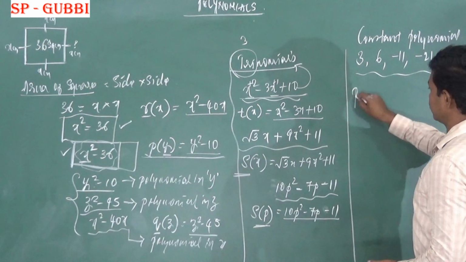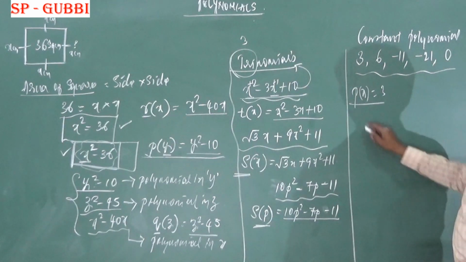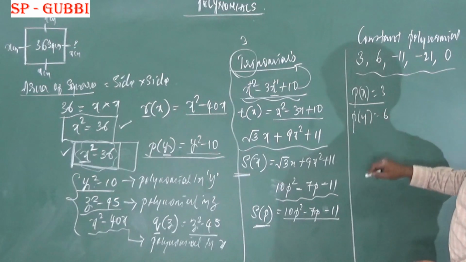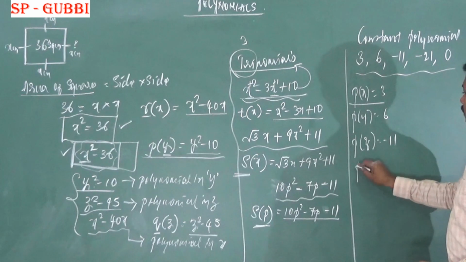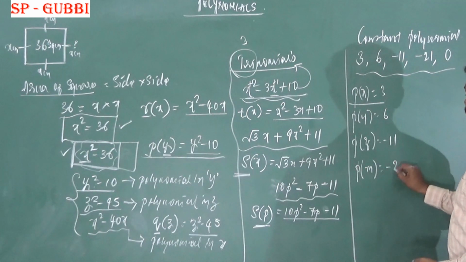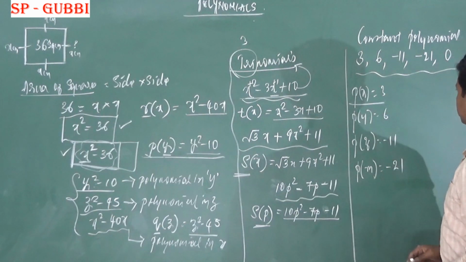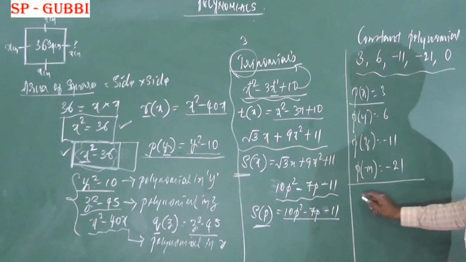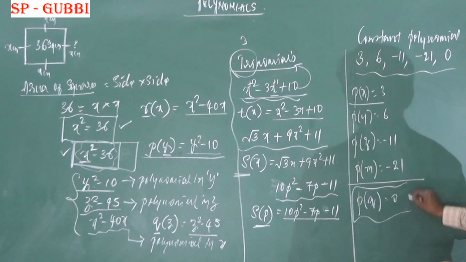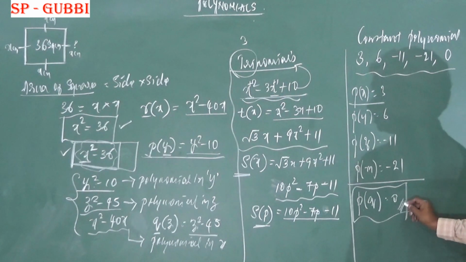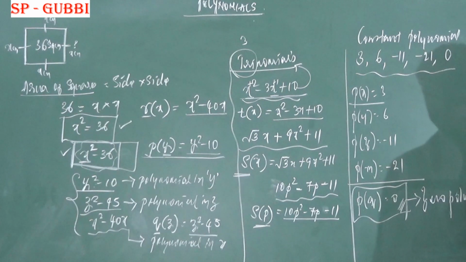So here I can write p of x is equal to 3, it's a constant polynomial. P of y is equal to 6, it's a constant polynomial. P of z is equal to minus 11 is a constant polynomial. P of m is equal to minus 21, it's a constant polynomial. A very special case here is if p of q is equal to 0, this polynomial is exactly equal to 0, therefore this is specially called a zero polynomial.